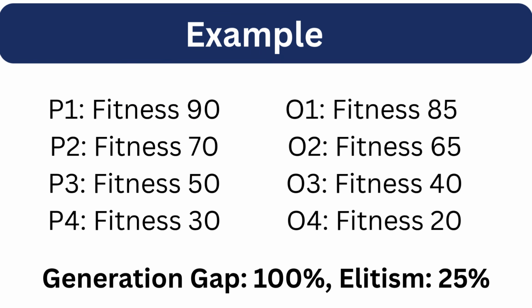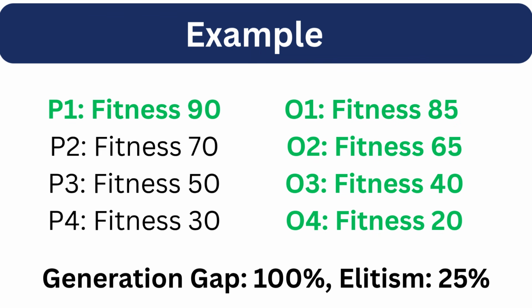Now let's keep the generation gap at 100% but add an elitism rate of 25%. Now the elitism rate will overrule the generation gap. A generation gap of 100% means all four individuals will be replaced by the offspring. Elitism of 25% means that one of the four individuals will be passed to the next generation without alteration. So, the generation gap is 100%, which means all of the offspring will replace their parents.